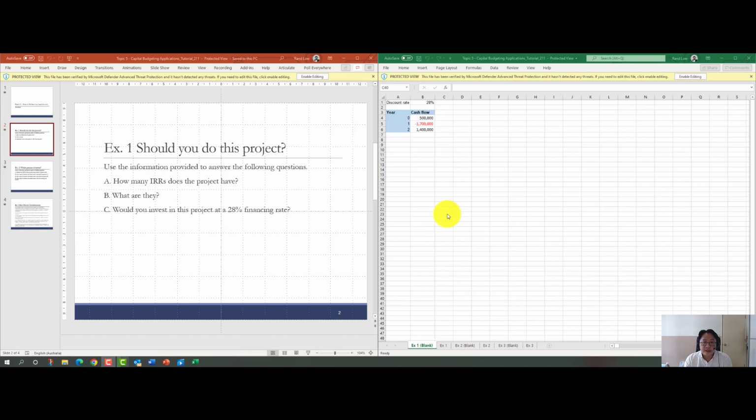So the first exercise is pretty simple. What happens is that should you do this project, okay, with a 28% discount rate, and these are cash flows. Year 0 is 500,000, year 1's 1.7 million, and year 2 is 1.4 million. So now our goal is to work out how many IRRs does this project have, okay? So what we can do to begin with, we can actually just go that let's look at IRR.